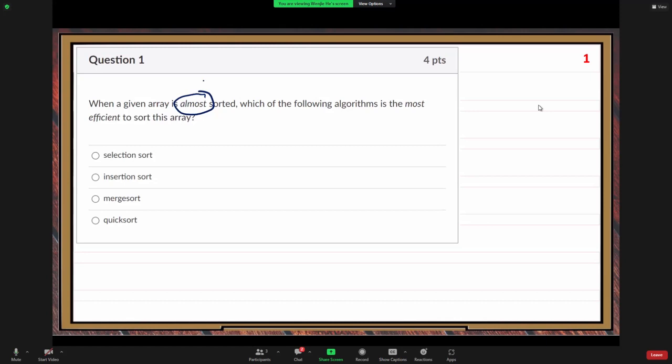Not many properties, yeah, so this one is important. Which of the following algorithms is the most efficient to sort this array? Answer: insertion sort. Why? The reason is very simple.